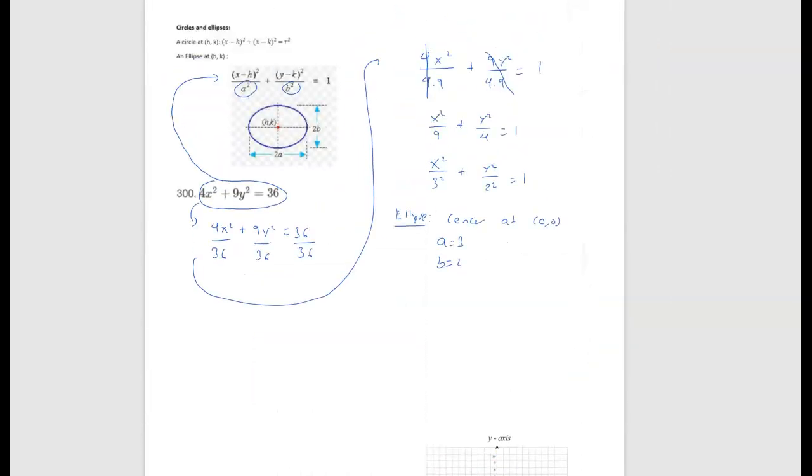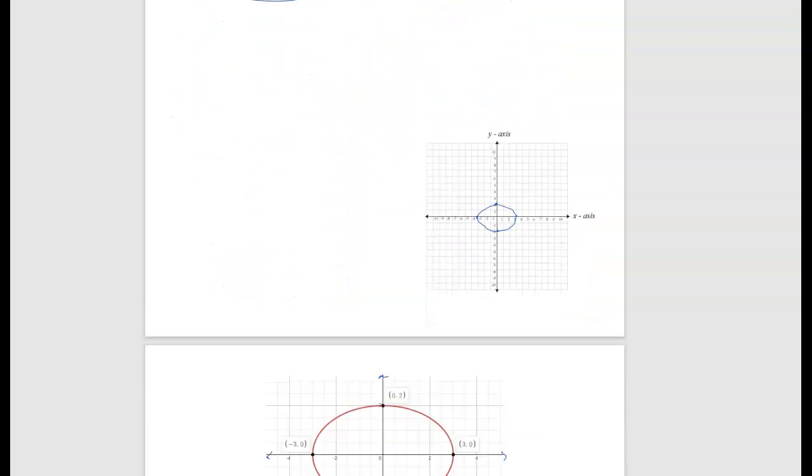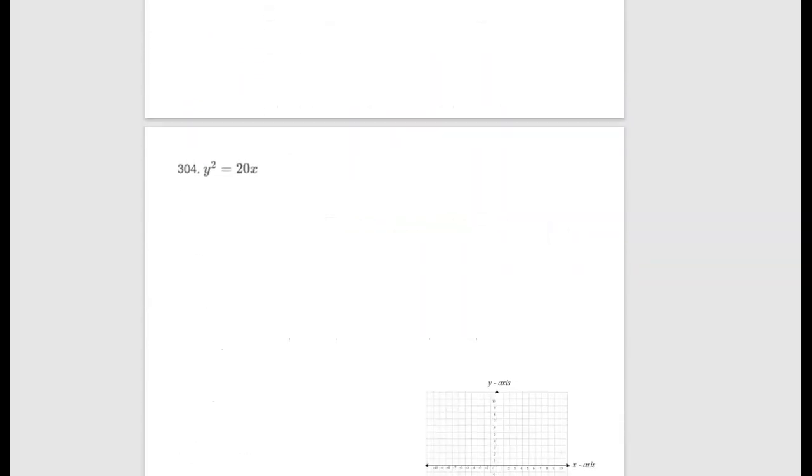So going back from the beginning, all we're required to do is rewrite it in standard form. You do have to recognize that because both values have an x and a y squared, and we're able to rewrite it as a 1, it fits the ellipse. That's actually it for problem 300. Let me move to the second problem I'm putting in this video.